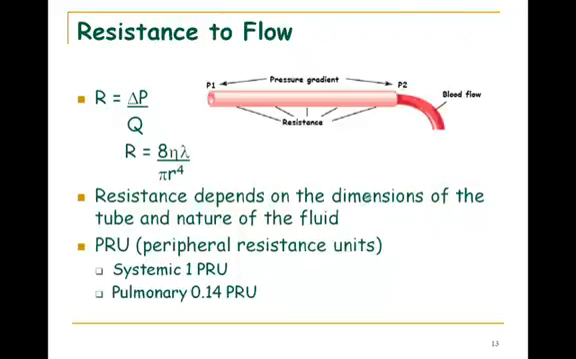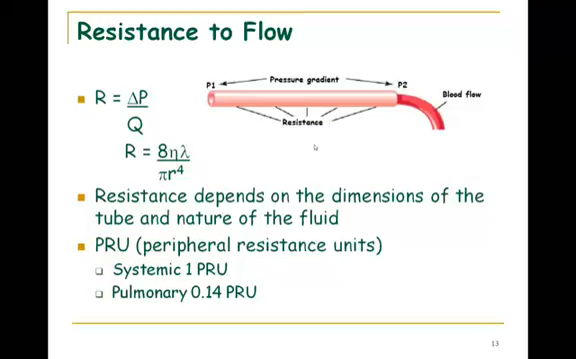So here, this tube is showing you the pressure difference and the resistance the blood is encountering along the side of the tube. We need to look at something in regards to resistance to flow when we talk about the two circulations, the systemic and the pulmonary circulation. So they use a terminology called peripheral resistance units when they're trying to talk about resistance in the circulation.